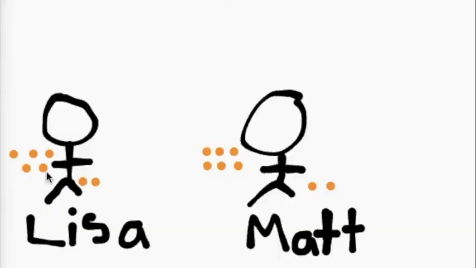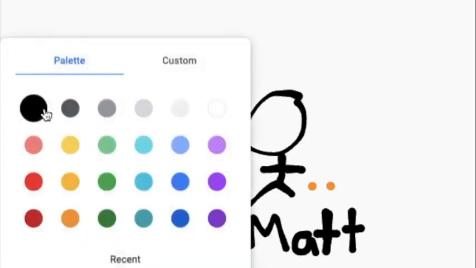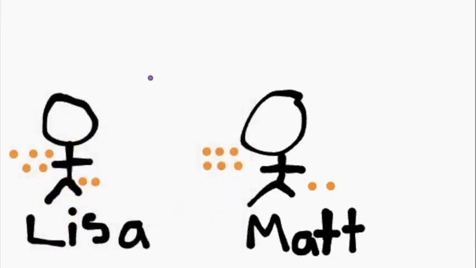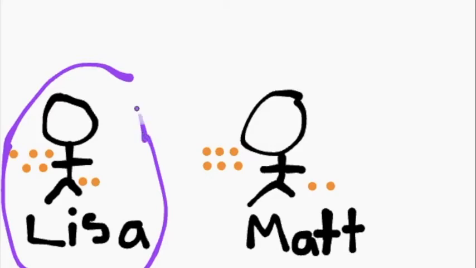Pennies in her hand and 2 pennies in her pocket. Matt has 6 pennies in his hand and 2 pennies in his pocket. Who has fewer pennies? Who has fewer? Let's see, 5 and 2, that's 7. 6 and 2, that's 8. So Lisa has fewer pennies than Matt.